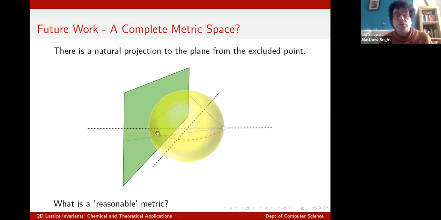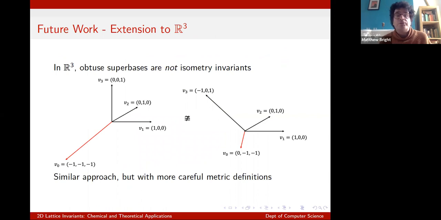And then we can think about what a reasonable metric is on that. The plane is nice because it's a complete metric space in a certain sense, if we've got the right sort of metric, which we would need to check. But more importantly and practically, we want to talk about extending this to 3 dimensions, where we've got a slight problem because superbases are not isometry invariants in quite the same way. This is an example of two superbases of a primitive cubic lattice that are very clearly not isometric, but both represent the same lattice.